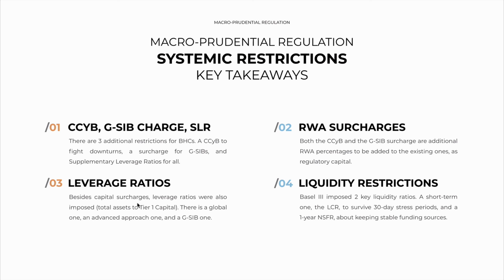Then, leverage ratios come in multiple formats, and they are the ratio of total assets to Tier 1 capital. There are 3 relevant ones: a global leverage ratio for all banks, another one for banks that use the advanced approaches to calculate regulatory capital, and finally, one for G-SIBs. And finally, Basel III imposed 2 key liquidity ratios for big institutions. The first is a short-term one, the LCR, or liquidity coverage ratio, for banks to survive a 30-day acutely stressed period with their liquid assets, and also a 1-year net stable funding ratio, which is about keeping stable funding sources so that you have more liquidity available than the liquidity required in the long term.